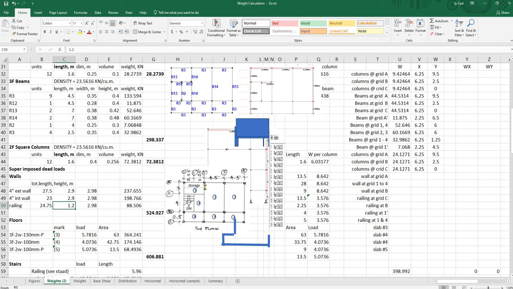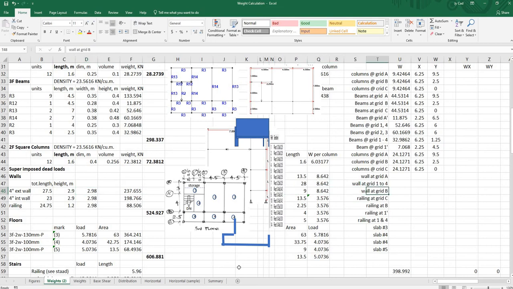The technique here is that for each weight, you must know its centroid, and that is the X and Y. So at grid A, let's say 2.98. 2.98 is taken as 2.5 plus 0.24 plus 0.24, and that is 4 inches plastered on both sides.